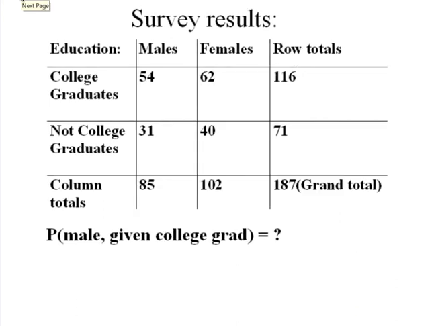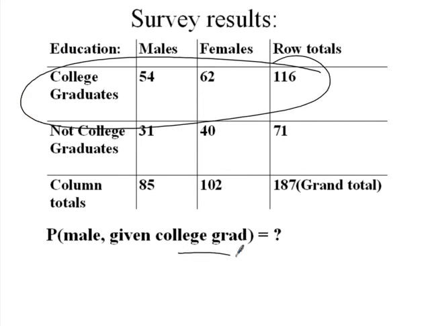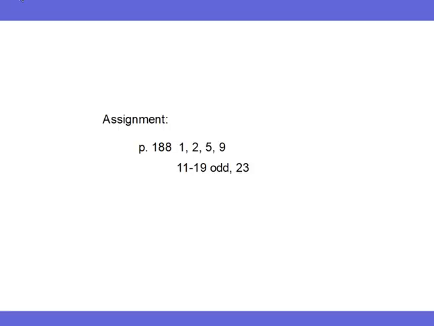Male given college graduates. So now I'm only interested in the college graduates. That's what that conditional probability does. It's cutting it down to 116. And of those, there's 54 males. So that's 54 out of 116. This is the first time that your denominator changes because of the given piece of that.